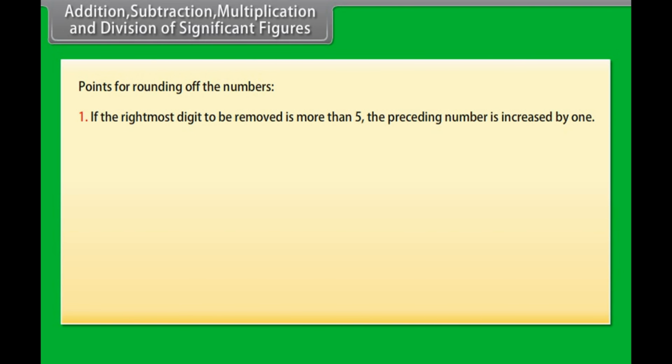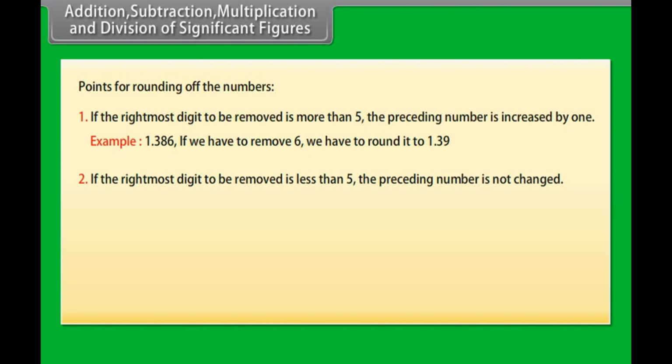1. If the rightmost digit to be removed is more than 5, the preceding number is increased by 1. Example, 1.386. If we have to remove 6, we have to round it to 1.39. 2. If the rightmost digit to be removed is less than 5, the preceding number is not changed. Example, 4.334. If 4 is to be removed, then the result is rounded to 4.33.